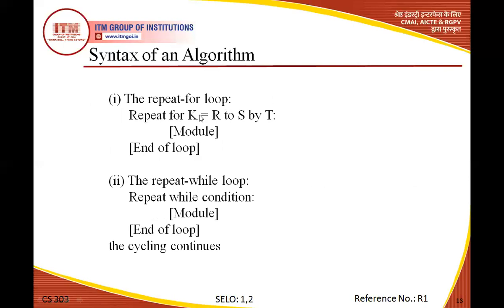So this is for the condition, not initializing. Okay. So for k equal to r to s by t. What does it mean? The value of k starts from the starting value of r, and goes till s. From r to s, the k value will be changed, and t is the increment, either increment or decrement, by which you want to process the value of k.